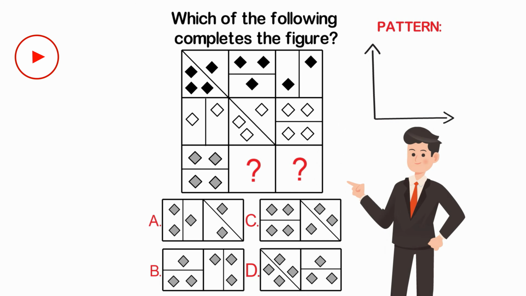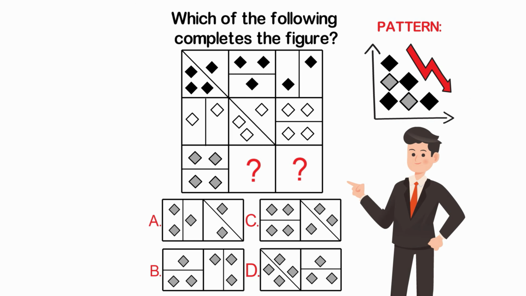The pattern is represented in each row by a decreasing number of diamonds. Let's look at the top row. You see that the top left square contains 4 black diamonds. The middle square in the top row contains only 3 diamonds. And then the right square in the top row contains only 2 diamonds.